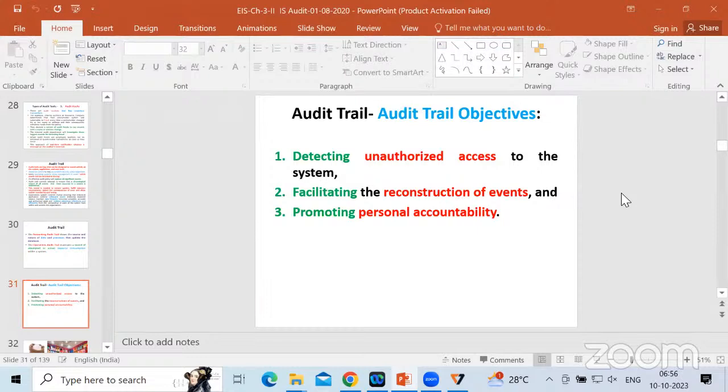So this is important. What are all the audit trail objectives? Kindly mark this as an important question. Detecting unauthorized access to the system, facilitating the reconstruction of events, and promoting personal accountability.